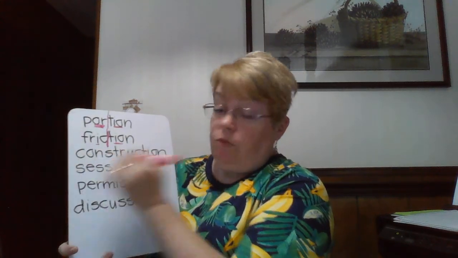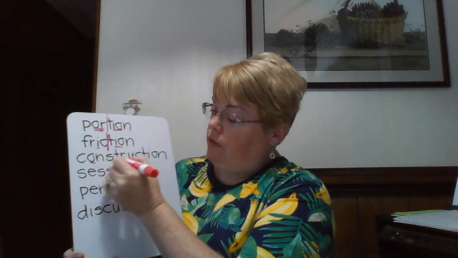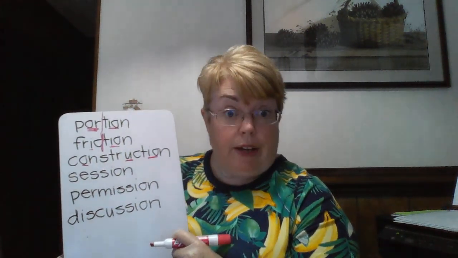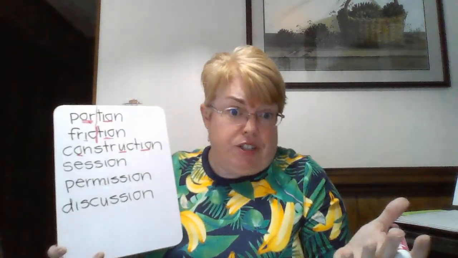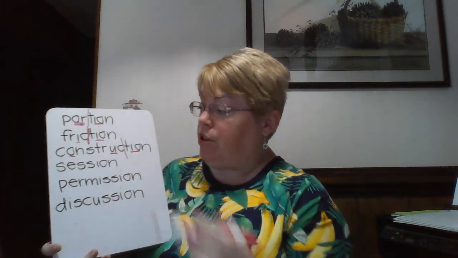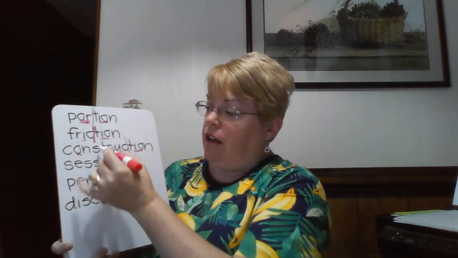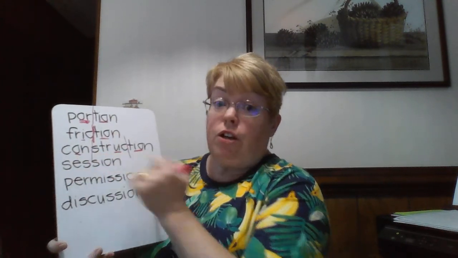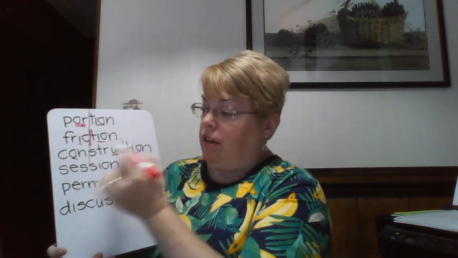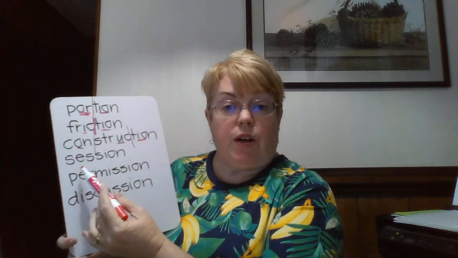Construction. What's the first thing we do? Identify our vowels. Then I'm going to look at the final because it's stable. It's not changing. Shun. I divide. Now I have to go back. Construction. 2 consonants, we divide. Shun. Construction. Good job. Let's try this one.